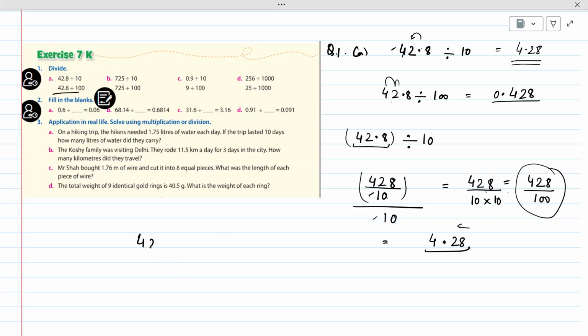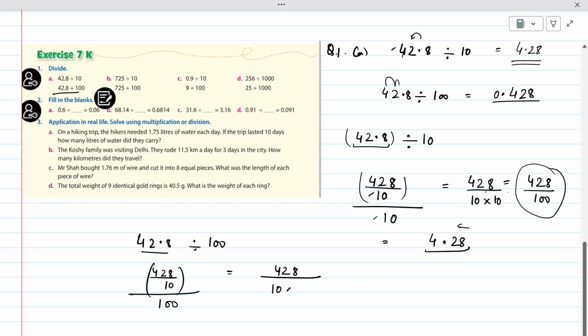So now I'm taking 42.8 and dividing it by 100. This can be written as 428 by 10 to be divided by 100, right? So 428 is getting divided by 10 and also by 100. That means we have three zeros. So when I change it back to decimal, it becomes 0.428. Why 0.428? Because we have three zeros, so we put the decimal after three places starting from the right. Same thing is here.